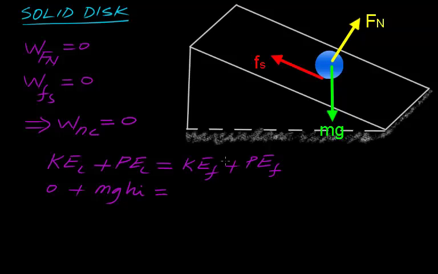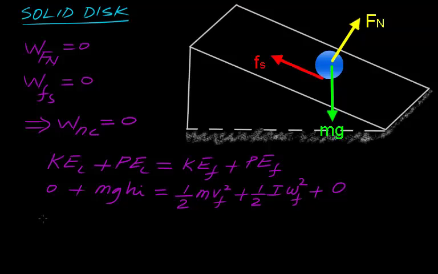The kinetic energy final at the bottom of the incline is in two forms: translational, which is 1/2 m v final squared, plus rotational, which is 1/2 I omega final squared. The potential energy at the bottom of the incline is going to be 0 because we are going to use the bottom of the incline as our reference point of measurement for the heights. Now let's simplify this equation by substituting both I and omega by their respective expressions.